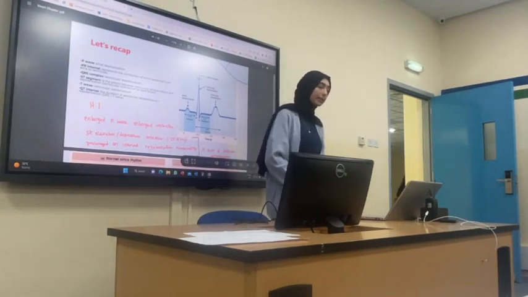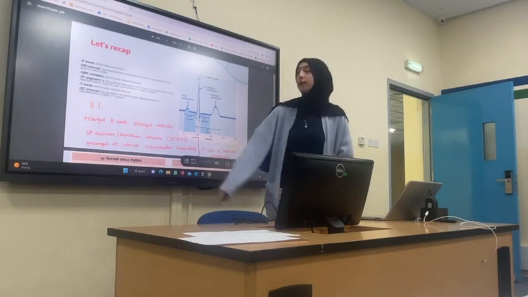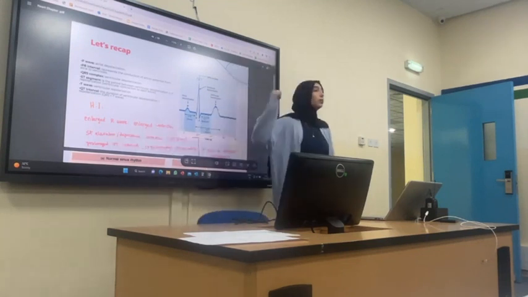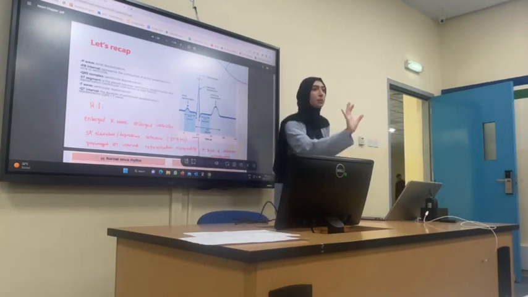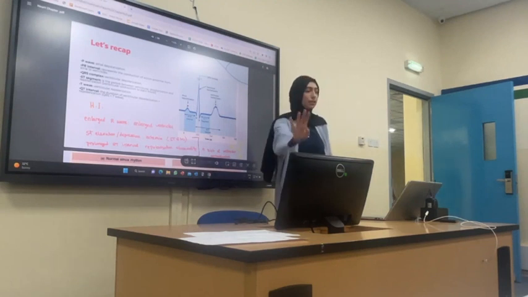Now, as we said, ST elevation is ischemia. So ST elevation or depression, what does it indicate? Ischemia. This, by the way, is just as it's written in the book. ST elevation indicates ischemia.